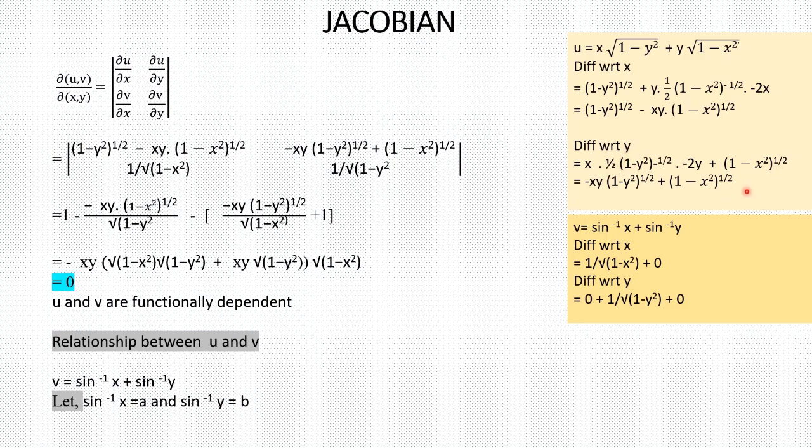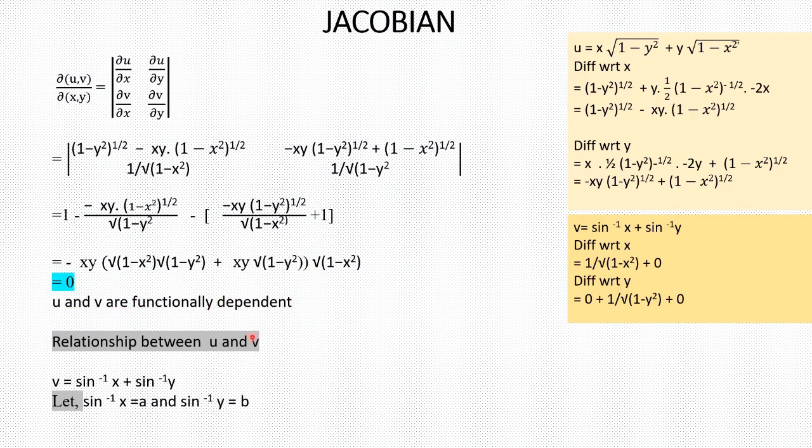Delta v by delta x is differentiating this with respect to x, we get this. Delta v by delta y is differentiating this with respect to y, we get this. Substituting the values, we get this. Finding the determinant value, difference of products of diagonals. Simplifying, we get 0, hence u and v are functionally dependent.